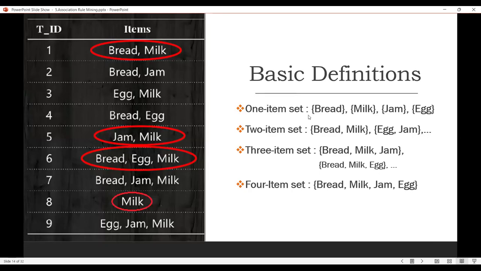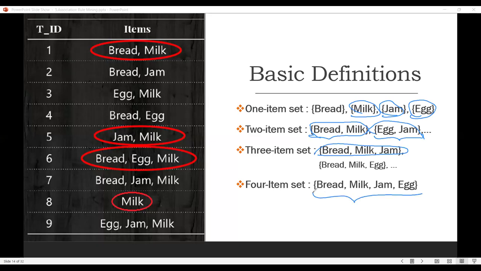So if you look here, 1 item set means bread is a 1 item set. Someone purchases bread only, we can call that a 1 item set, right? Someone purchases milk only, that is a 1 item set. Someone purchases jam, that is a 1 item set. Someone purchases only egg, that is a 1 item set. A 2 item set means someone purchases milk and bread together, that is a 2 item set, right? Someone purchases egg and jam together, that is a 2 item set, right? Nothing more to explain here for 3 item sets. Even if someone purchases 4 items together, we can call that a 4 item set, right?